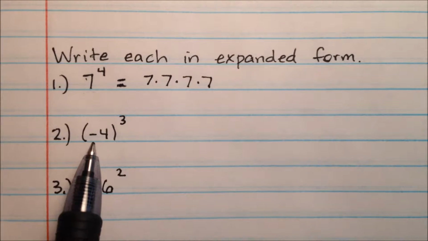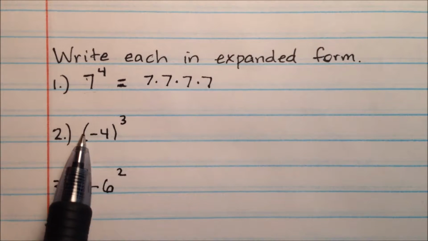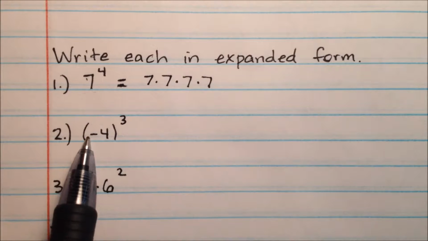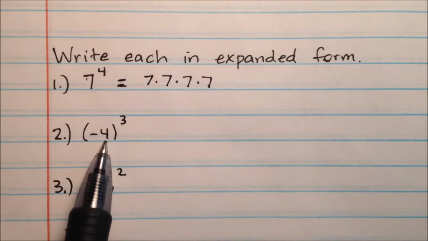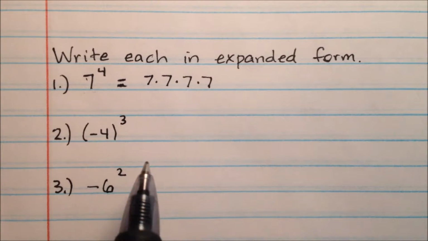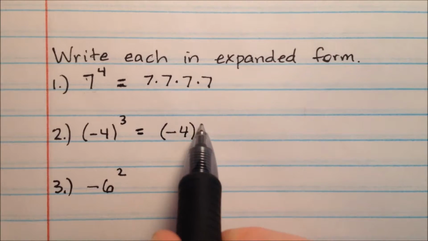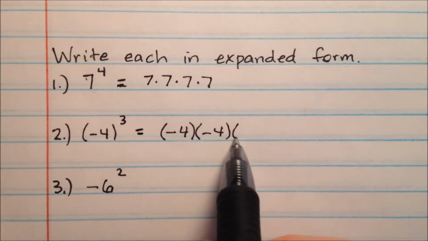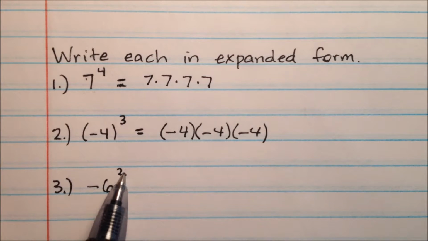So what will number 2 look like if we have negative 4 and this is cubed? Well, because we have parentheses, the number that we're dealing with is negative 4. So our base is negative 4, and we're going to multiply negative 4 times itself 3 times. So this is going to look like negative 4 times negative 4 times negative 4. And that's number 2. Number 3 is the opposite of 6 squared, or you could say negative 6 squared.